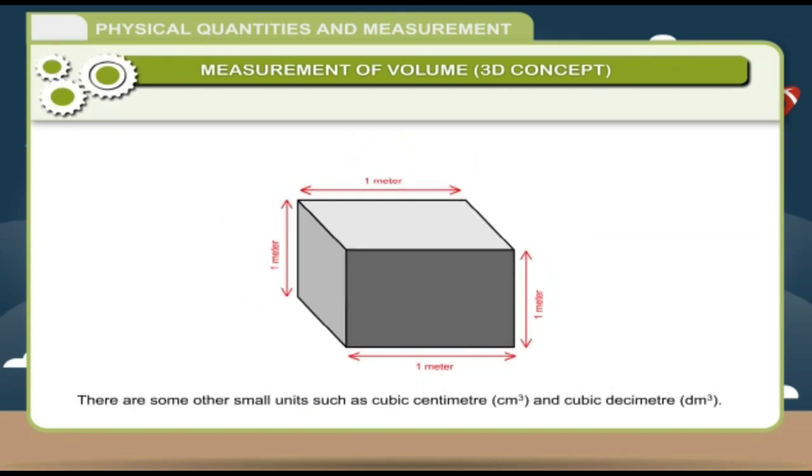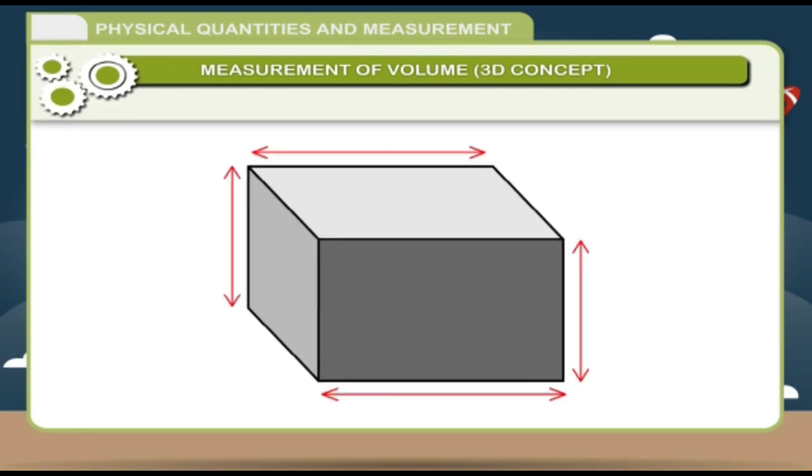There are some other small units such as cubic centimeter and cubic decimeter. 1 cubic centimeter is the volume occupied by a cube whose side is equal to 1 centimeter.